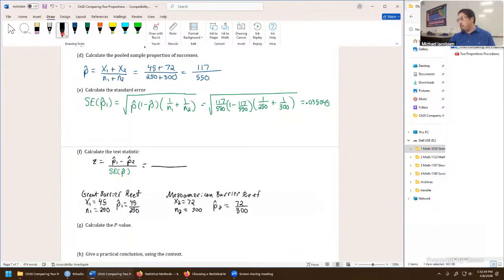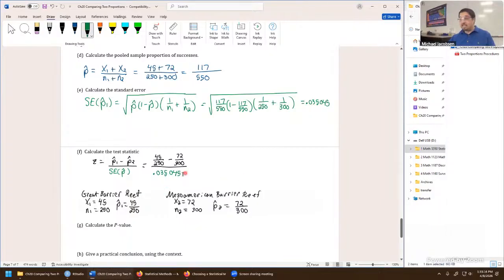So on the very first step, plug in the p hats that we calculated at the start of the problem. 45 over 250 minus 72 over 300. Divided by the approximate standard deviation, 0.035045. So we've just about got it.